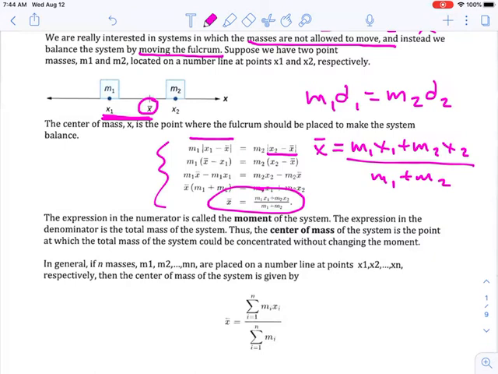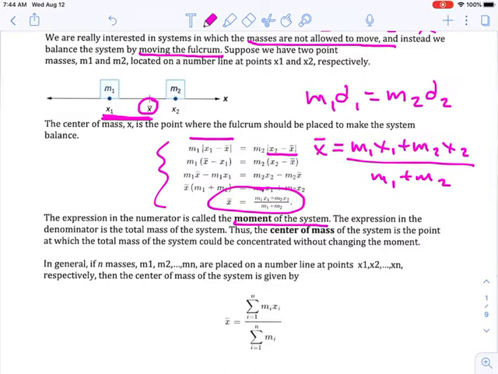Now the numerator of this is called the moment of the system. The moment is the mass times the distance, the sum of the mass times the distances. So the numerator is the moment, the bottom is the total mass. So you have the moment over the mass.